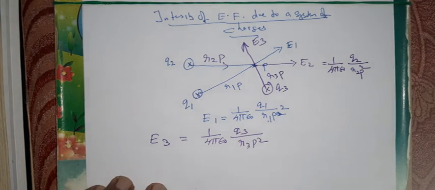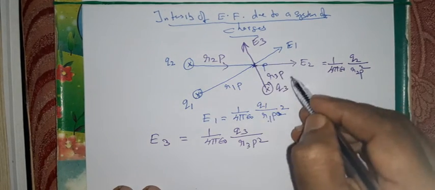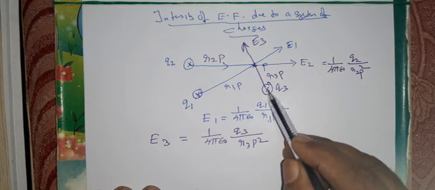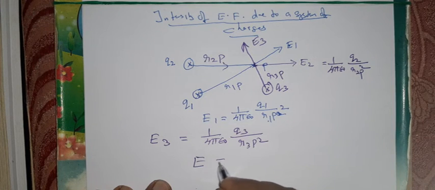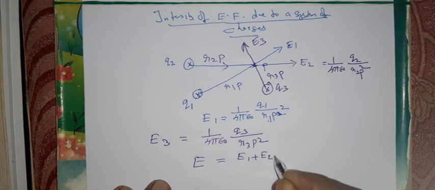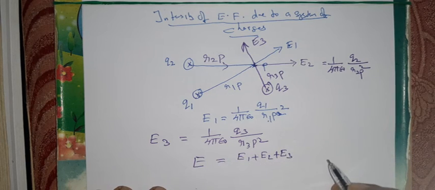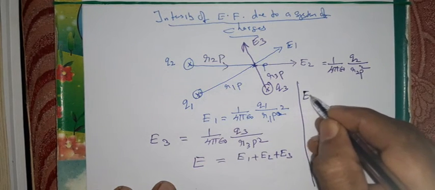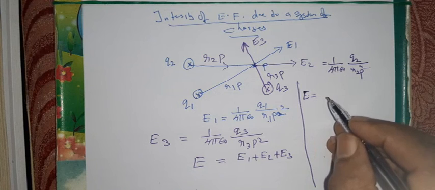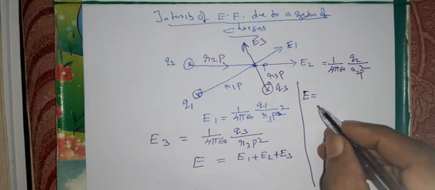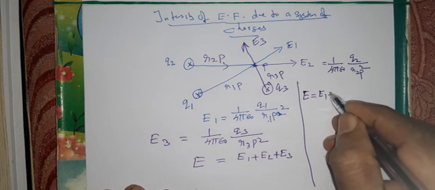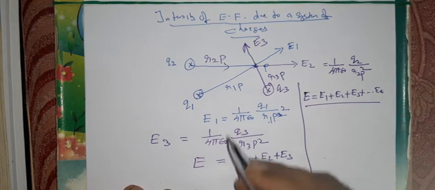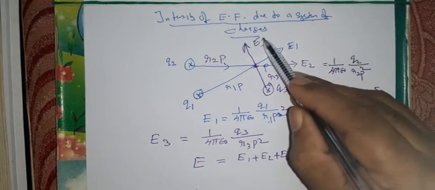Therefore, what is the intensity of the electric field at P due to a system of charges? Here the system is constituted by the charges Q1, Q2 and Q3. It is given by E is equal to E1 plus E2 plus E3 by superposition principle. Suppose there are n charges, then E is the intensity of the electric field at P due to the n number of charges. Therefore, E is given by E1 plus E2 plus E3 plus etc. up to En. This completes the discussion of intensity of the electric field due to a system of charges.